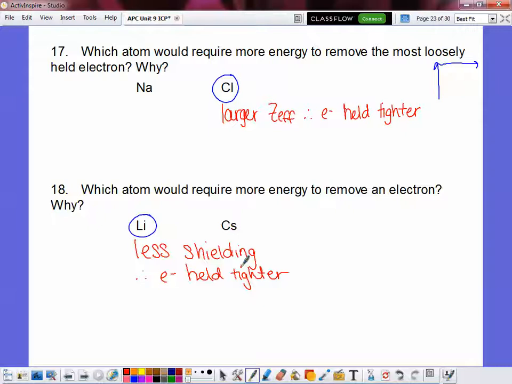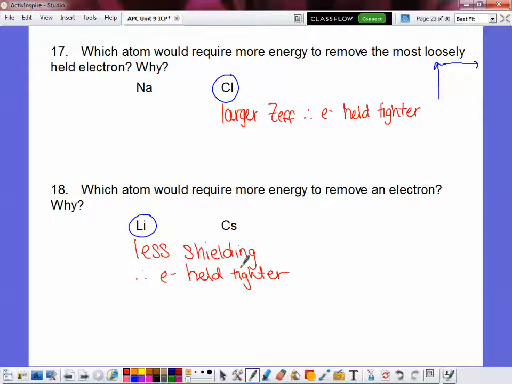Yeah, because their Zeffs are the same, so it cannot be Zeff. That's the explanation. And for sodium and chlorine, the shielding is the same because they're both in the same period. They're both at the same energy level. So the shielding is the same for sodium and chlorine, so it has to be Zeff to be the explanation. Okay?